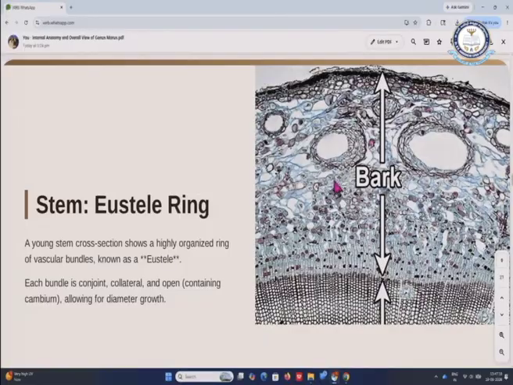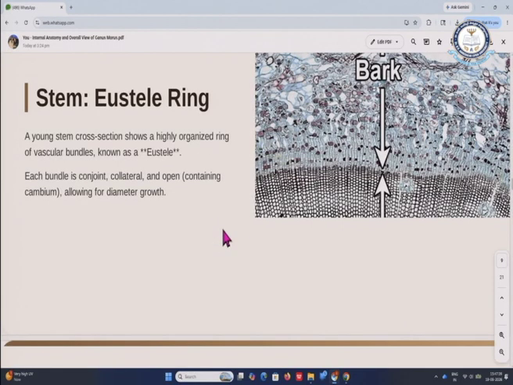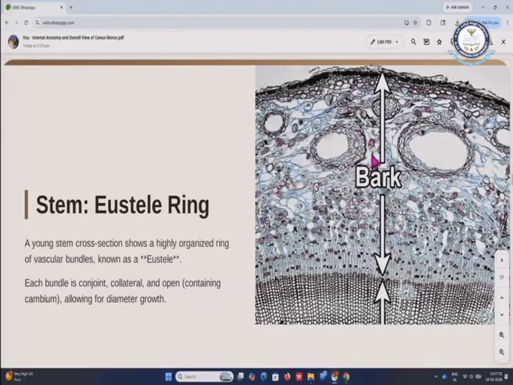If we see the cross section of the stem under a microscope, this is the view of the stem. This is a young stem, and the cross section shows a highly organized ring of vascular bundles. It is called a eustele. The vascular system consists of xylem and phloem again, which helps in the transportation of food and water. Here each bundle is conjoined, collateral and open type.